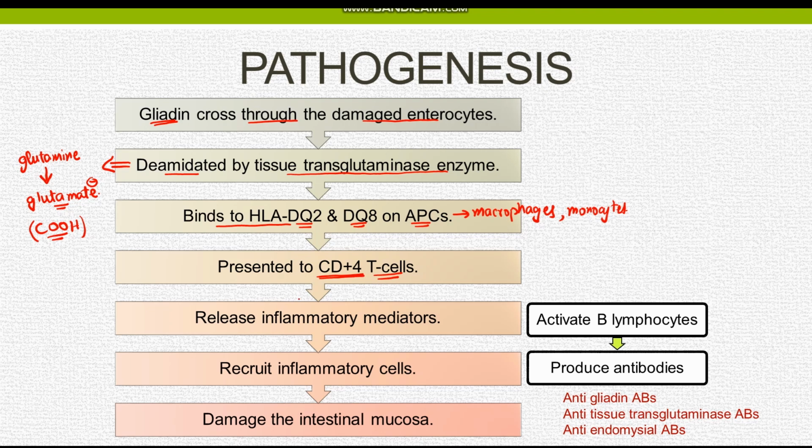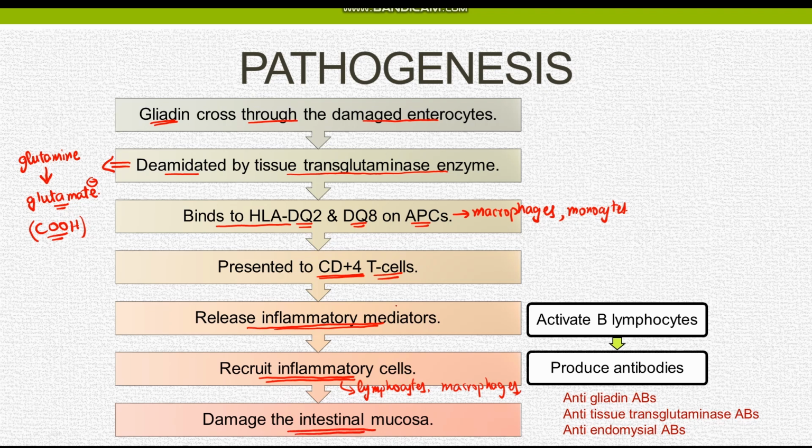These helper T cells do not cause the damage directly, but rather they release certain inflammatory mediators, which results in the recruitment of inflammatory cells to the intestinal mucosa. These inflammatory cells include lymphocytes, macrophages, and eosinophils in certain cases, which cause damage to the intestinal mucosa.